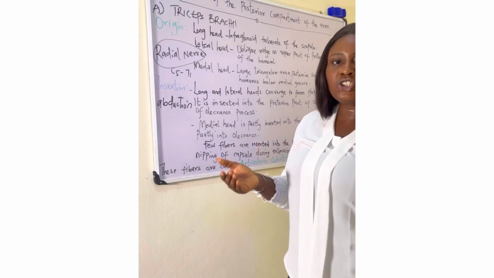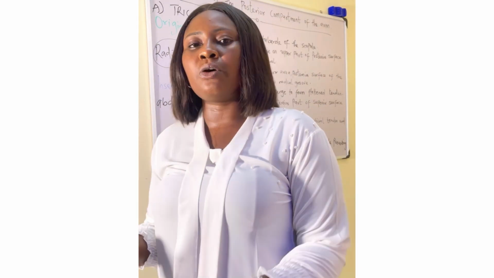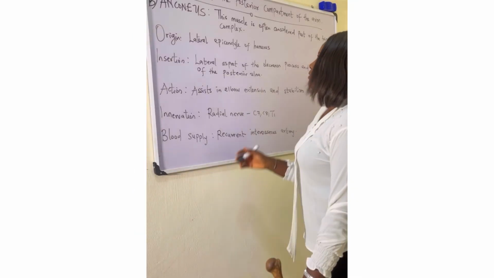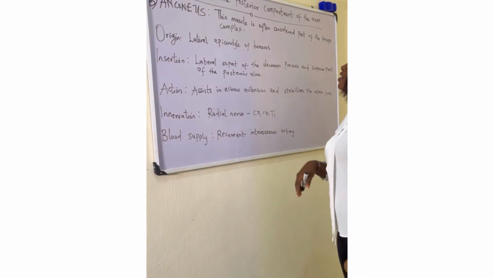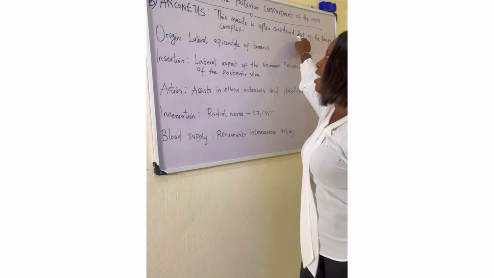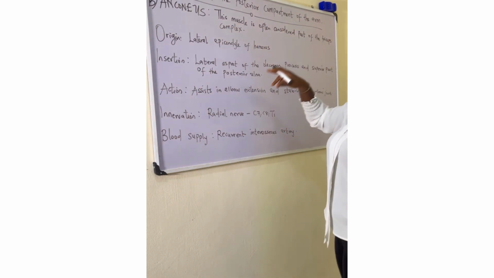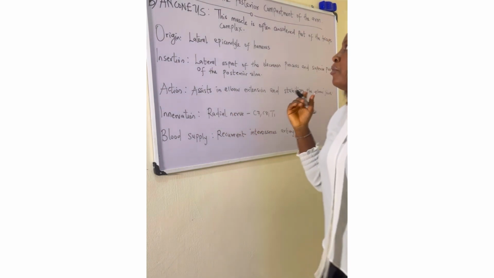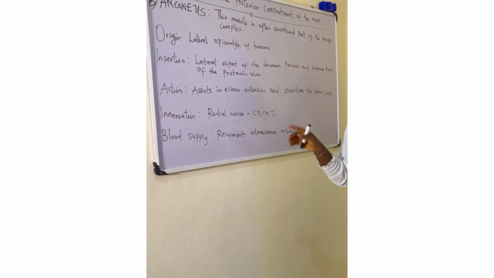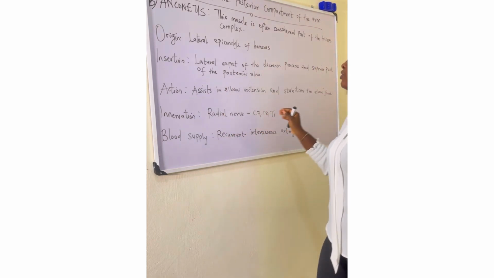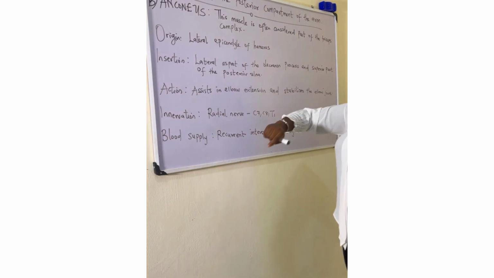So let's go into the next muscle, which is the anconeus muscle. Talking about the second muscle on the posterior compartment of the arm, we have the anconeus muscle. This muscle is often considered part of the triceps complex. That's why it's included here. But most authors actually include this anconeus muscle as one of the muscles of the compartments of the forearm.